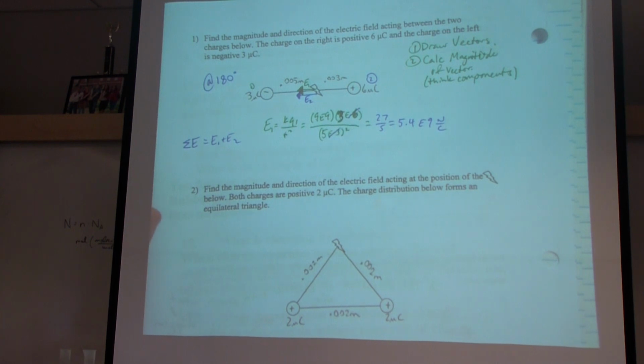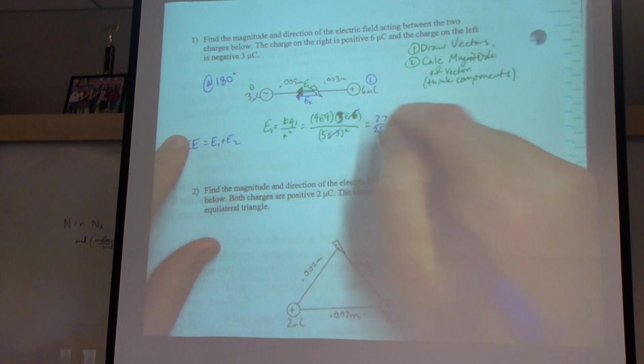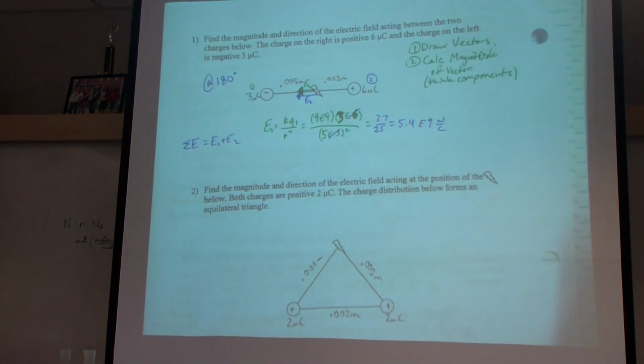What? Oh, I know what I forgot. I didn't square that 5, so it's supposed to be 25. So it's 1.08? Yeah.